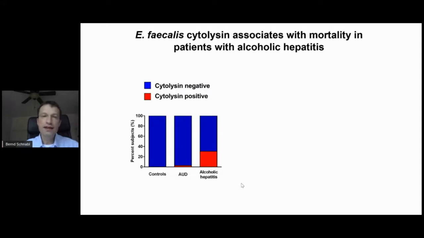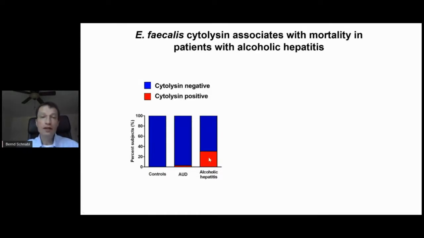And when we measured cytolysin by qPCR in the feces from our patient and control cohorts, you can very nicely appreciate that cytolysin was not present in the control patients. We had one patient in the alcohol use disorder group that was positive for cytolysin, but after 2 weeks of abstinence, this patient also turned cytolysin negative. But then we found that about 30% of the alcoholic hepatitis patients were cytolysin positive.